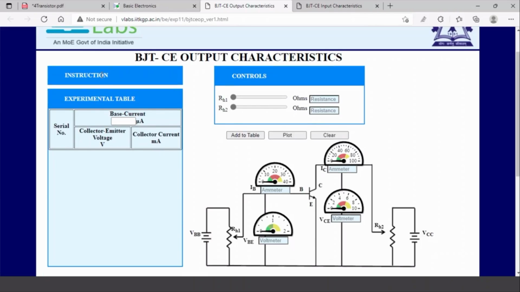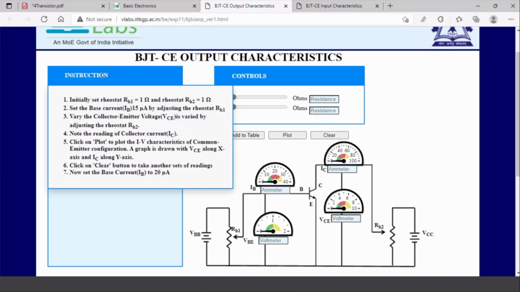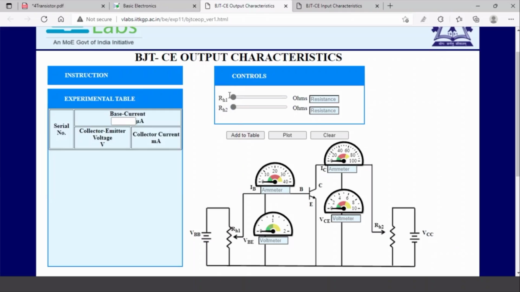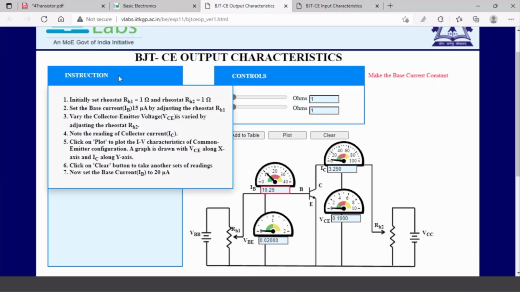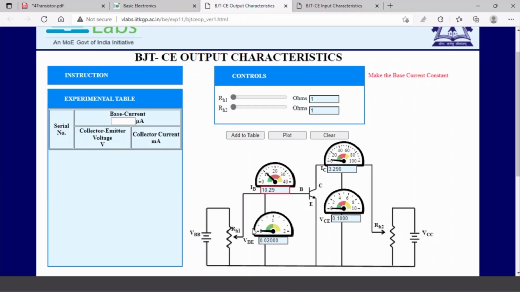What we need to do, just hover on the instruction. Initially set the value of RH1 and RH2 to 1 ohm each. So this is 1 ohm, this is also 1 ohm. Next is to set the base current to 15 microamperes. How do you change the base current? By adjusting rheostat RH1. So RH1 is this. By varying this, you have to make IB to be 15 microamperes.